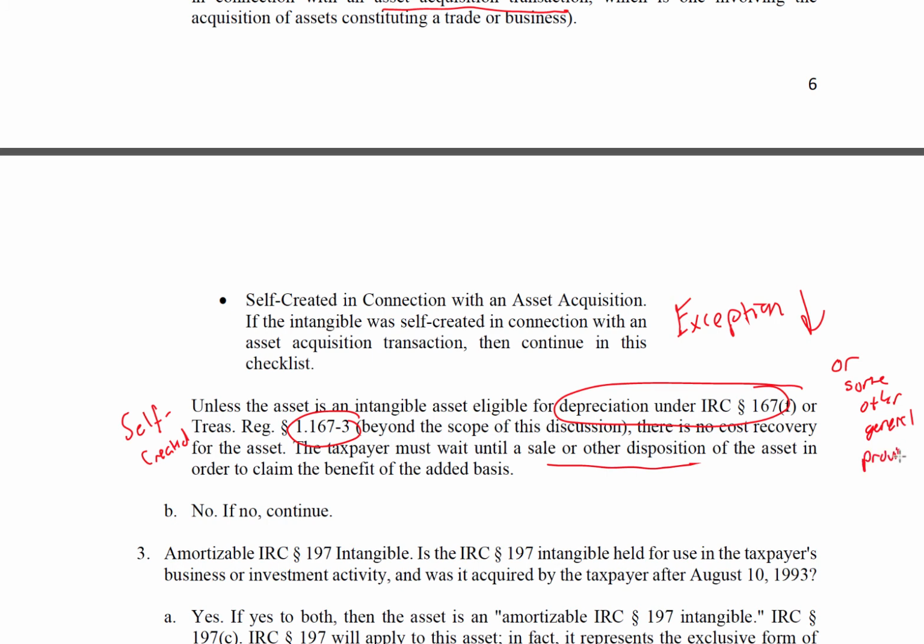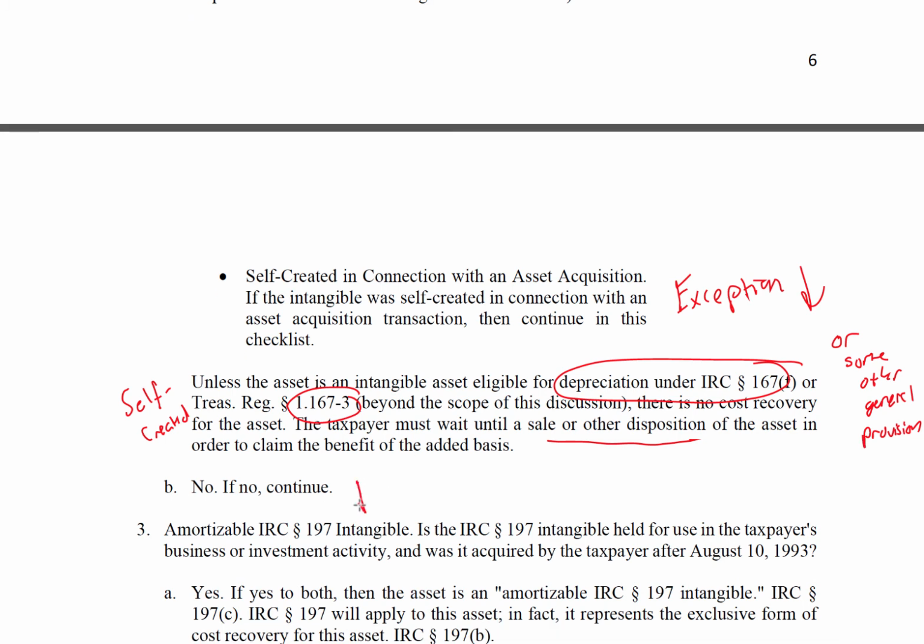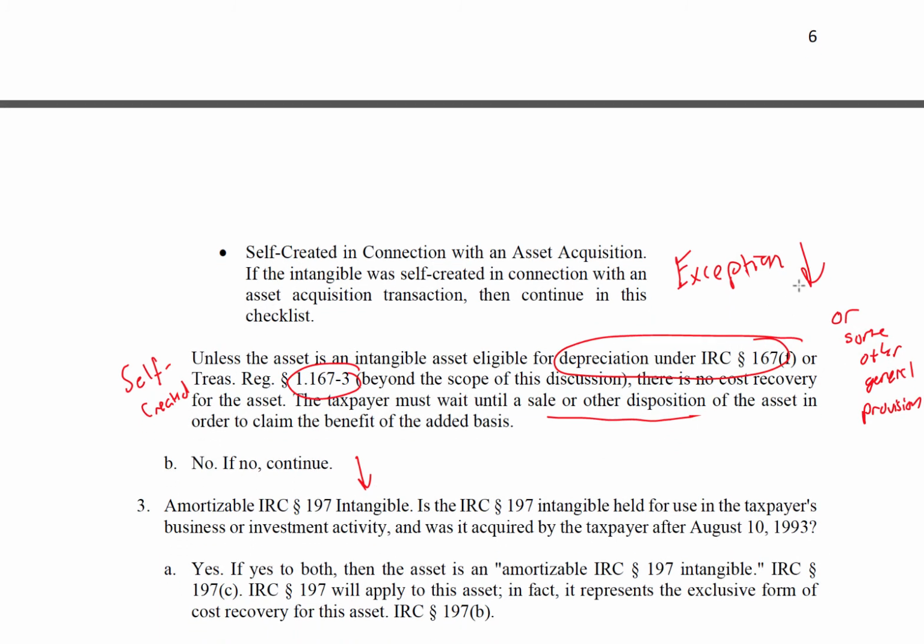So an example where you might be able to deduct a self-created intangible is with patents, with respect to research and experimentation expenses. We call it R&D, research and development, with respect to accounting, but it's actually R&E with respect to tax. If it's not self-created, then we continue along. So you can either continue if it's the exception, which is acquiring as part of a business, or if it's not considered self-created.